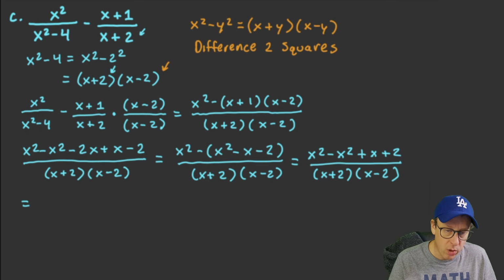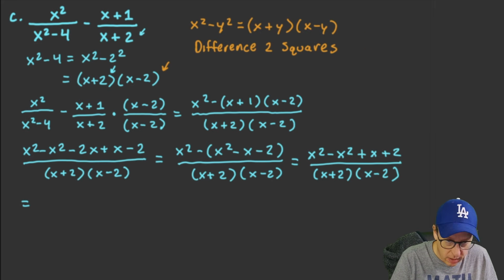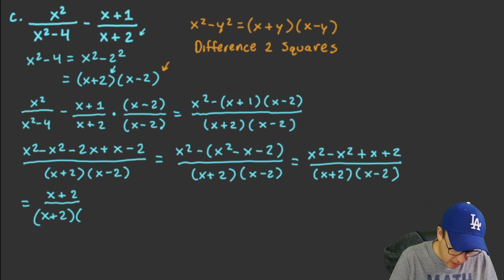2, and then of course, should I write it out? Okay, I'll write it out, why not? This is going to end up being equal to x plus 2 over x plus 2, x minus 1, or x minus 2, I mean. And of course, those cancel out.